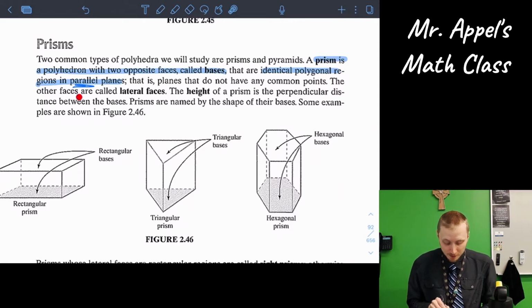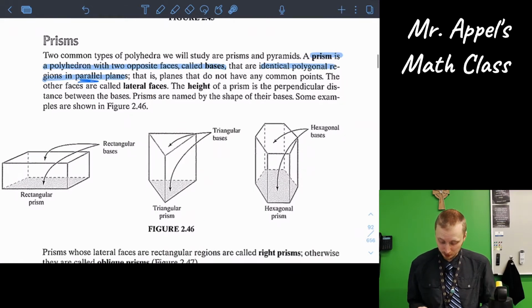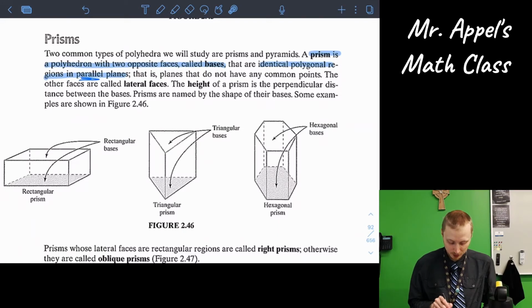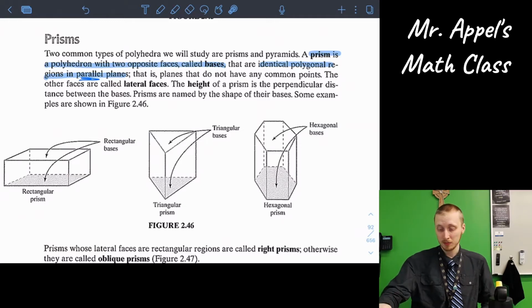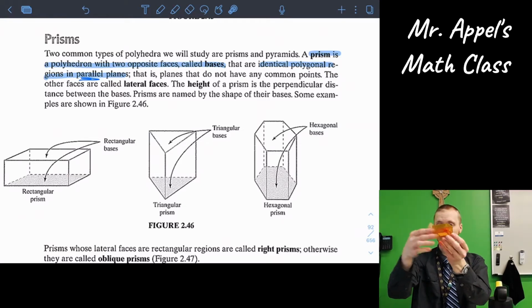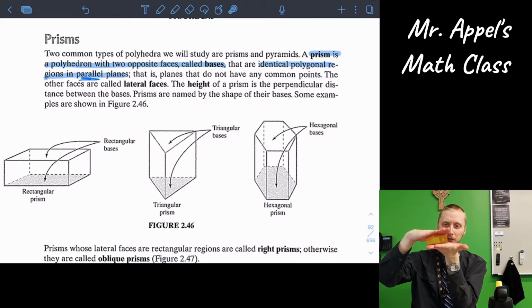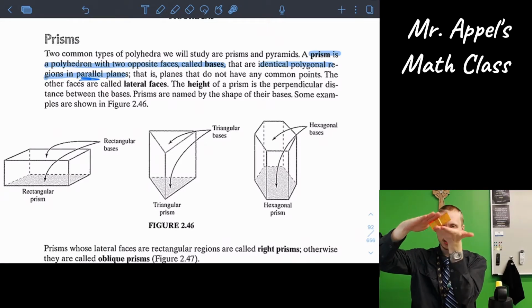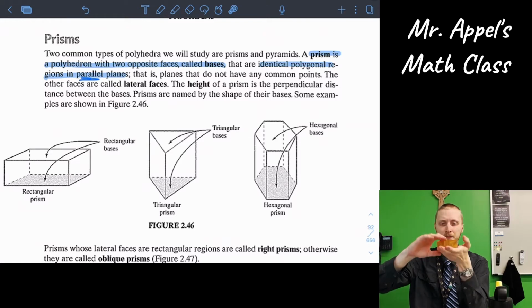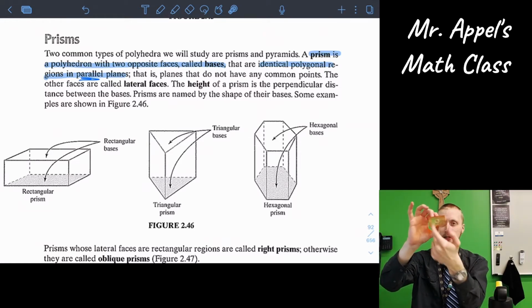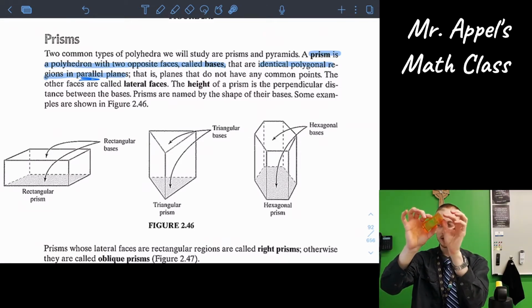All right, the other faces are called lateral faces. So you can look here at the rectangular prism. So we've got two identical rectangles. All right, they are parallel to each other. This flat side here on the top and this flat side here on the bottom, if extended infinitely in all directions, they would never get closer or farther apart. They will never intersect. And then they're connected by all the lateral faces here.